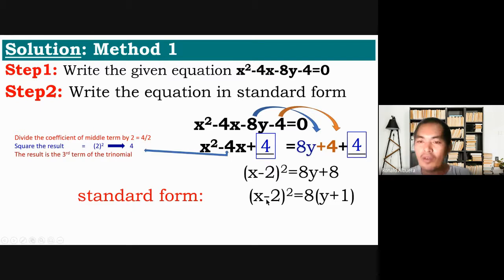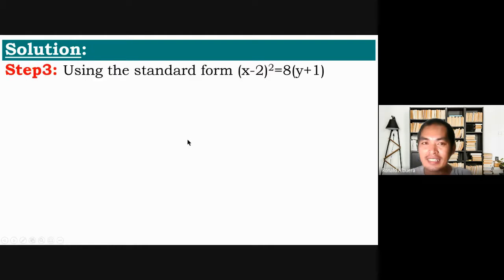And this is now the standard form of the given general form x squared minus 4x minus 8y minus 4 equals 0 of a parabola. Yan na po ang standard form. Pag naka-standard na yan, makukuha na natin ang focus. Okay, focus. No, the vertex. Makukuha na natin ang vertex. Okay? So, remember that this is the standard form of the equation. Take note, makukuha na rin natin kaagad ang length of the latus rectum.